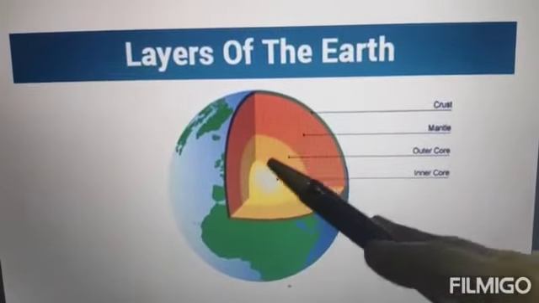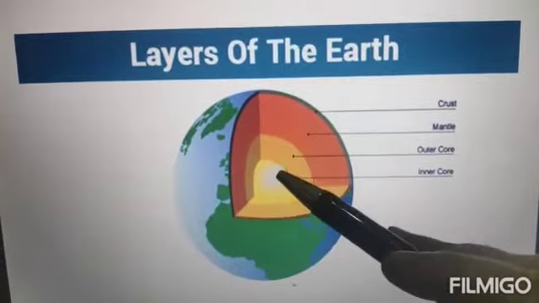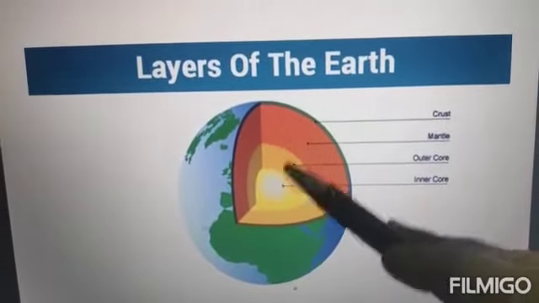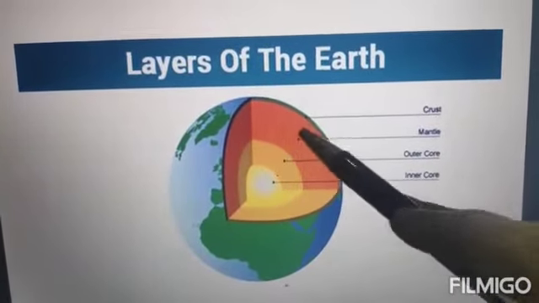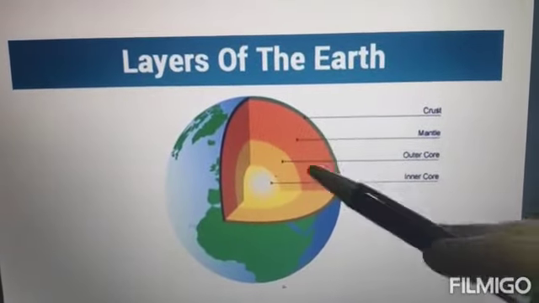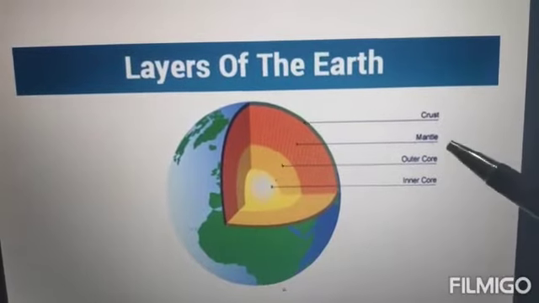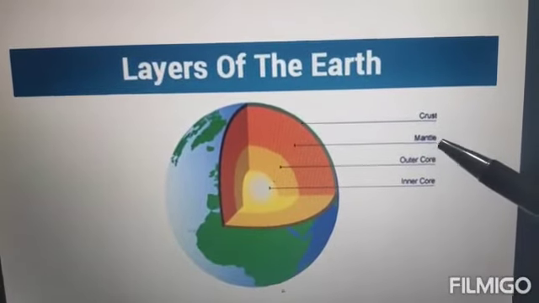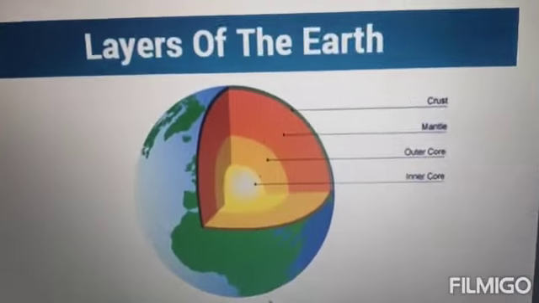The center of the earth is called core. So in between core and the crust part, the red part, you can see the red part, it is called the mantle of the earth, the mantle part. This one, mantle, M-A-N-T-L-E, mantle part of the earth.